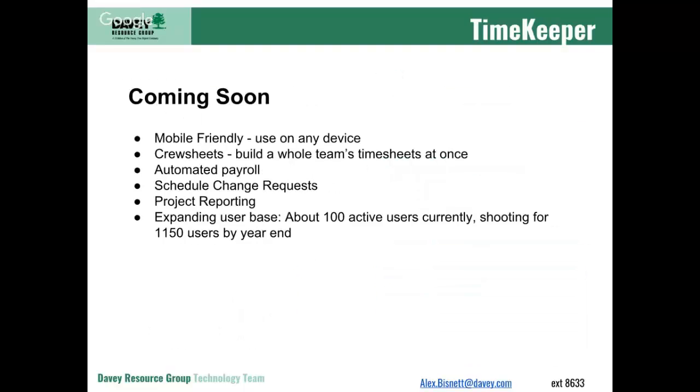So we have a solid foundation for our application right now, but we have some really good features coming down the line too. We're going to expand the interface so that it's fully mobile friendly and you can use any device. We're adding crew sheets so that a foreman can build their entire team's timesheets all at once. We're pursuing automated payroll so that you wouldn't have to do anything after approving your timesheet. We're doing schedule change requests to facilitate California's alternative work schedules. We're using project reporting to allow project leaders to get information about their projects.